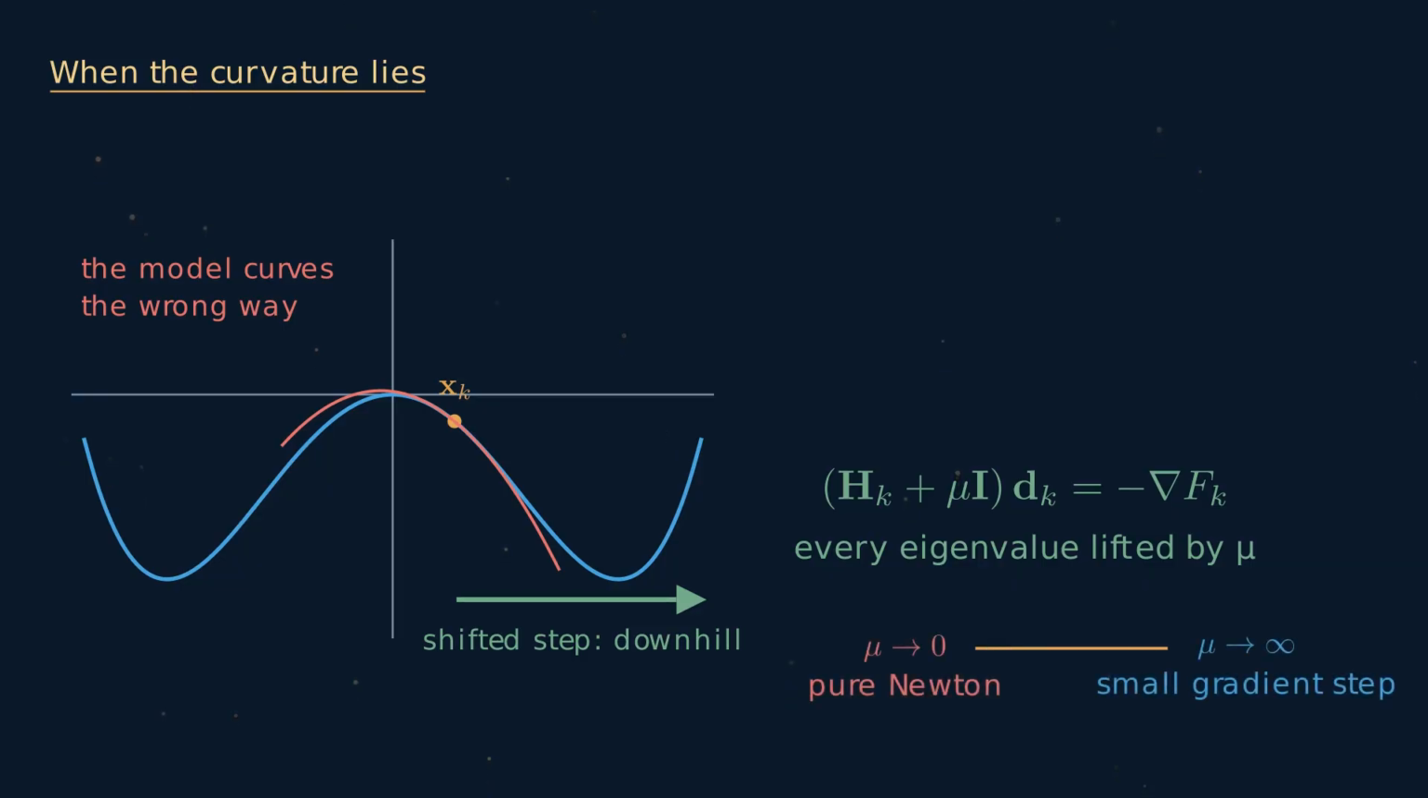And notice what that one parameter does. Small, and Newton is back. Large, and the direction shrinks toward a cautious gradient step. It is a dial between the bold method and the safe one, the idea behind Levenberg-Marquardt. Add a line search on top, and the method becomes reliable far away while staying fast up close.